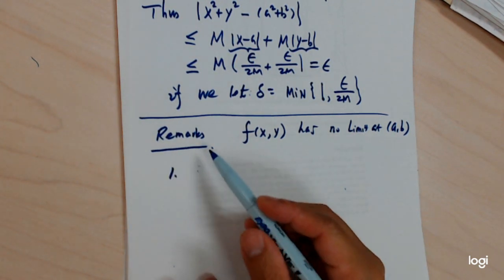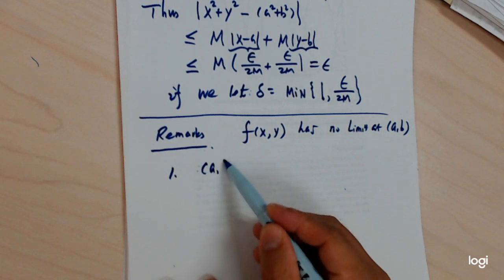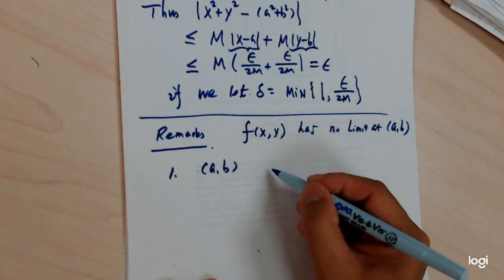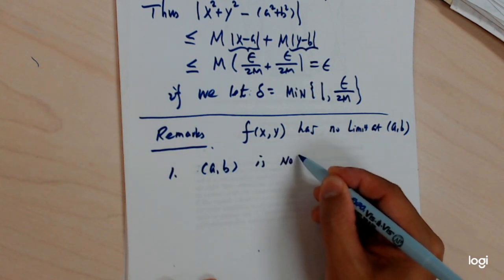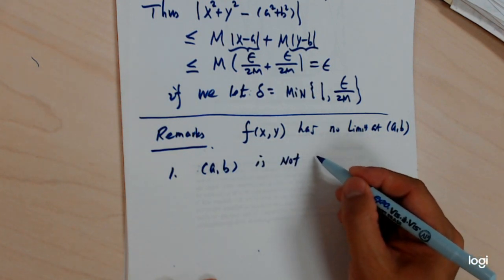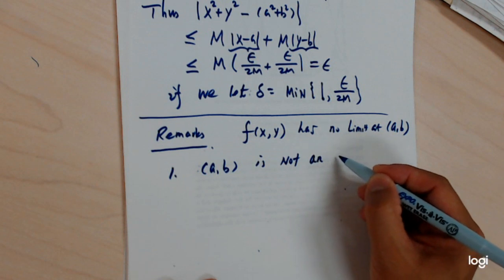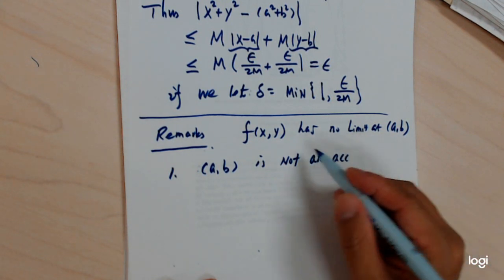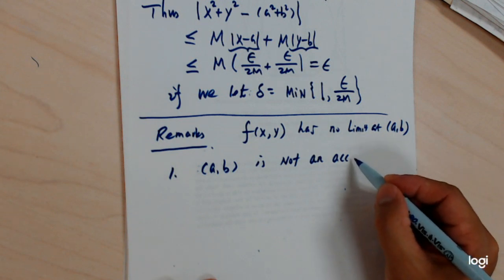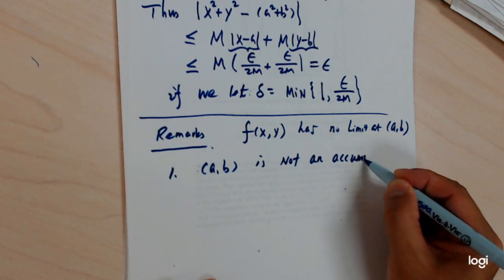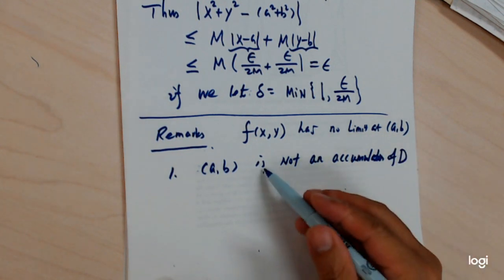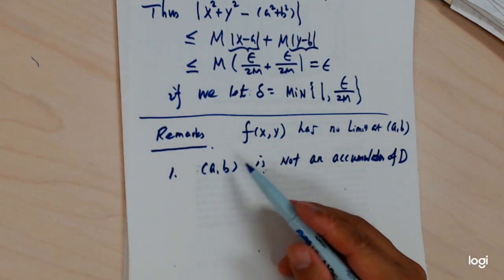Number one, if this point where you're trying to find the limit is not even an accumulation point, in other words, it's like an isolated point, then you cannot even talk about the limit, because there won't be any sequence or any points approaching (a, b). You can talk about the function's value at this point, but you cannot talk about the limit.